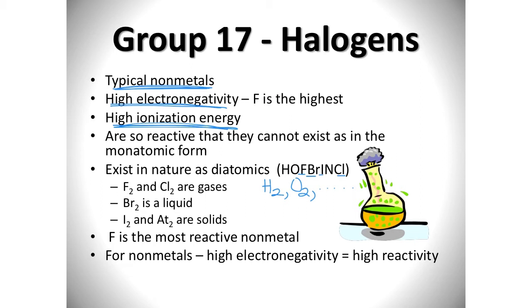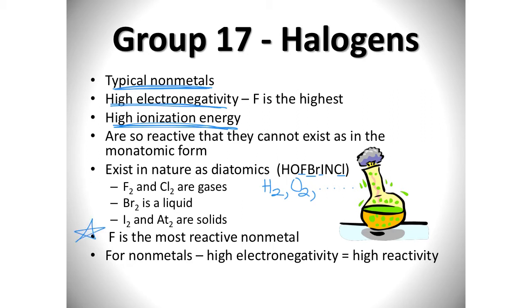Now, you may notice that At is also a halogen. At is incredibly rare and decomposes very quickly because it's unstable and radioactive, and it decomposes so quickly that it can't even be thoroughly studied. But using trends, we could assume that At would also exist in the diatomic form. So fluorine and chlorine are gases, bromine is a liquid, and iodine and At would be solids.